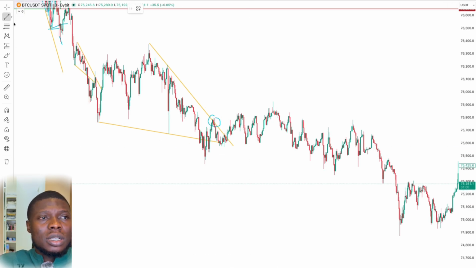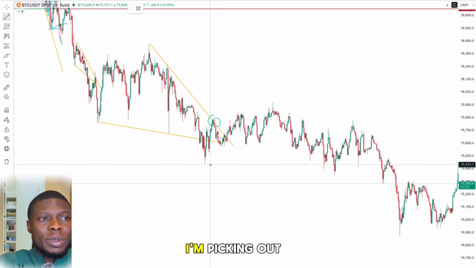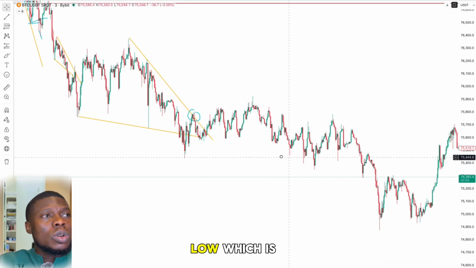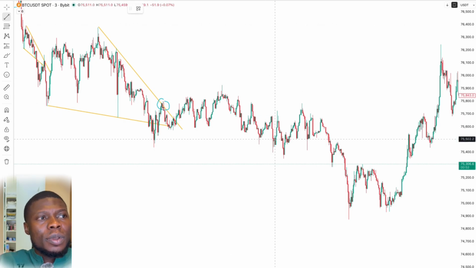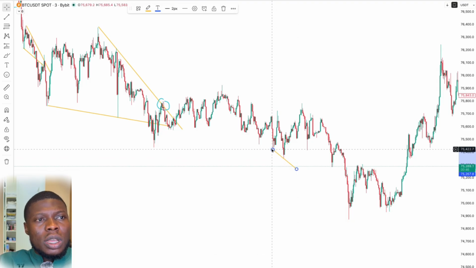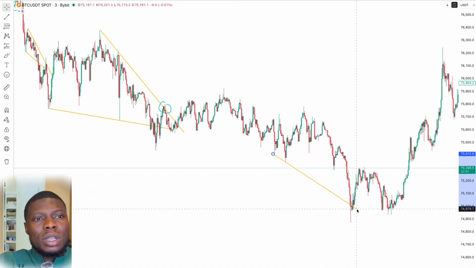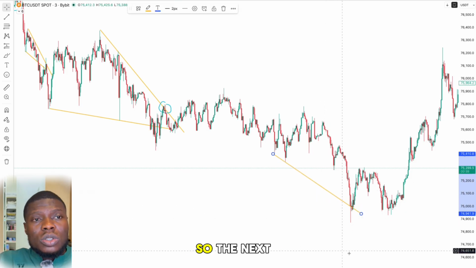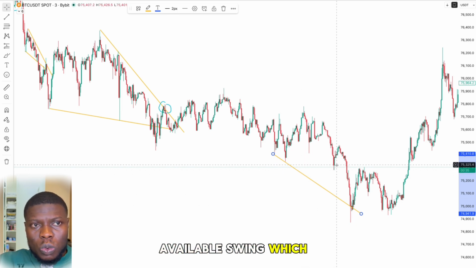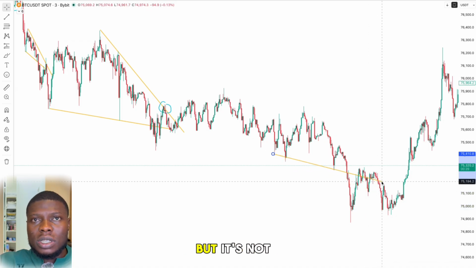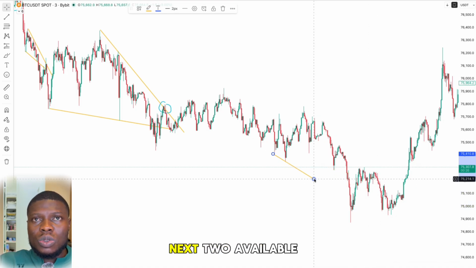So after that, the next low, I'm picking out the next low. Try to mark from here to here. Then the next low, I can pick it out, which is here. You see the next low. So when I try to join this swing, you see the next available area is very far from me. So the next available swing didn't cover this swing, so I cannot join this unless this goes like this, but it's not valid. So you try to join the next two available swings.